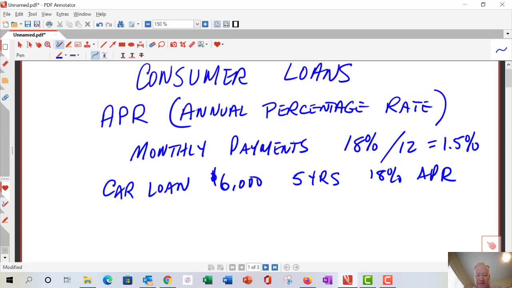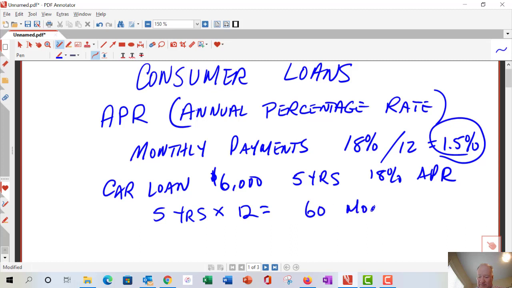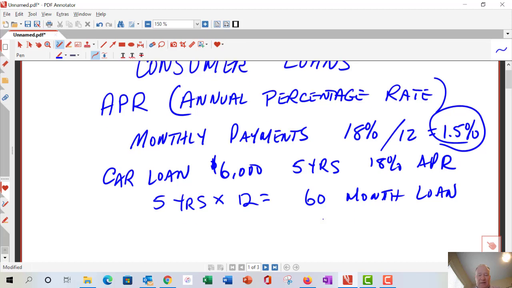The first thing we want to do is keep consistent with periods and rate. As I said, I'm going to use this rate per month, and then I need to know how many months in my loan. If I have 5 years, I have 12 months a year, so I have a 60-month loan. It's just important that we're consistent. We have the rate per month, and we have a 60-month term. That'll be important when we're working with the calculator here.